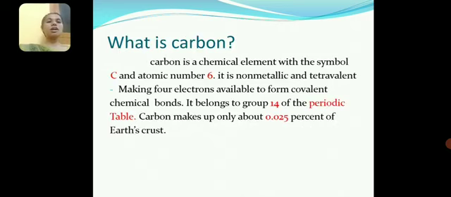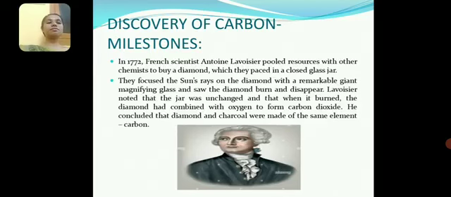What is carbon? Carbon is a chemical element with the symbol C and atomic number 6. It is a non-metallic and tetravalent element, making 4 electrons available to form covalent chemical bonds. It belongs to group 14 of the periodic table. Carbon makes up only about 0.025% of Earth's crust.